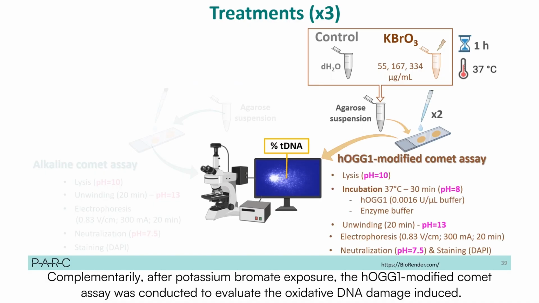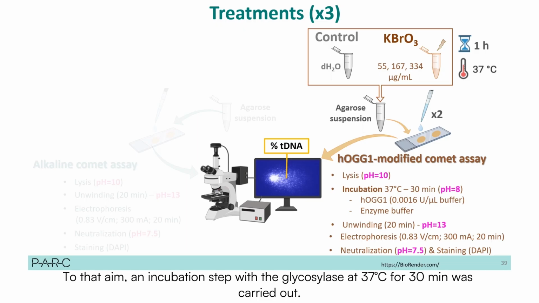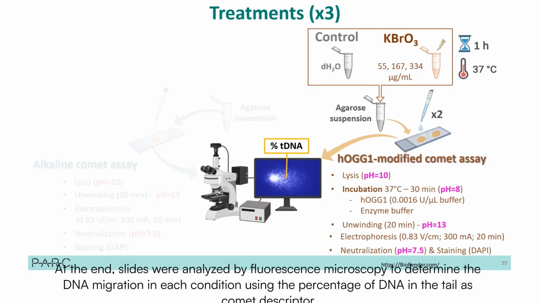Complementarily, after potassium bromate exposure, the hOGG1-modified COMET assay was conducted to evaluate the oxidative DNA damage induced. To that aim, an incubation step with a glycosylase at 37 degrees for 30 minutes was carried out. At the end, slides were analyzed by fluorescence microscopy to determine the DNA migration in each condition, using the percentage of DNA in the tail as COMET descriptor.